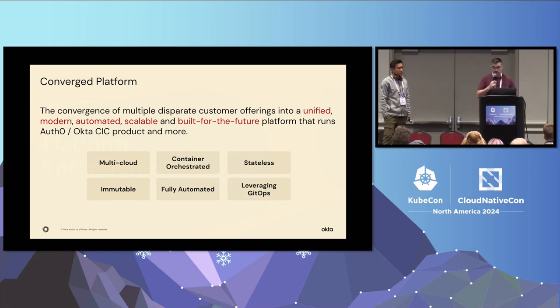So like we mentioned, our platform is multi-cloud, so currently we support AWS and Azure. It is container orchestrated. All our services run inside Kubernetes clusters. It's stateless, so all the components are scalable and replaceable by design, including whole Kubernetes clusters. It is immutable, so it only runs trusted code and configuration. It is fully automated, so the provisioning, upgrades, and decommissioning are all done by machines. We also slightly rely on GitOps, so our GitHub releases are used as a source of truth. Our platform is not only used by our customers, we also use it internally for many of our tools and services.